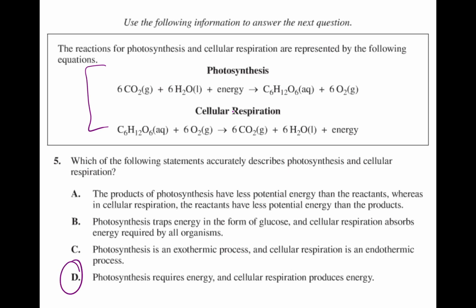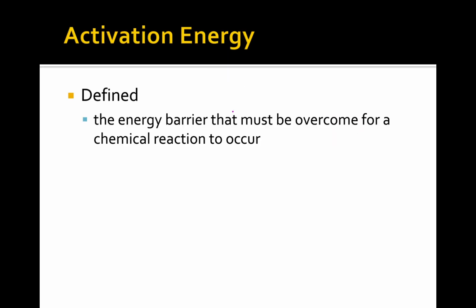So when it asks us to accurately describe, I'm just going to skip right to the answer. Photosynthesis requires energy, right? Energy is a reactant, and cellular respiration produces energy. And that's true because it's produced. You can check the other ones. It's not going to work out. Nothing will match. So just as long as we know the reactions, and if they weren't given to us, we have them memorized, we would be able to figure this out anyway.